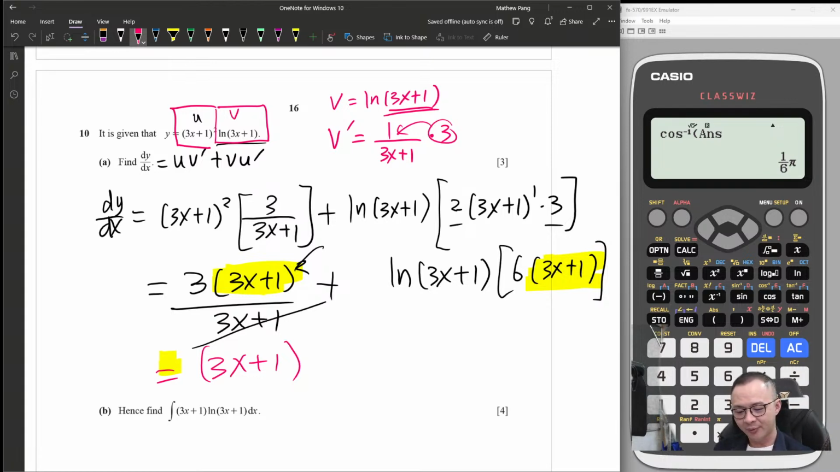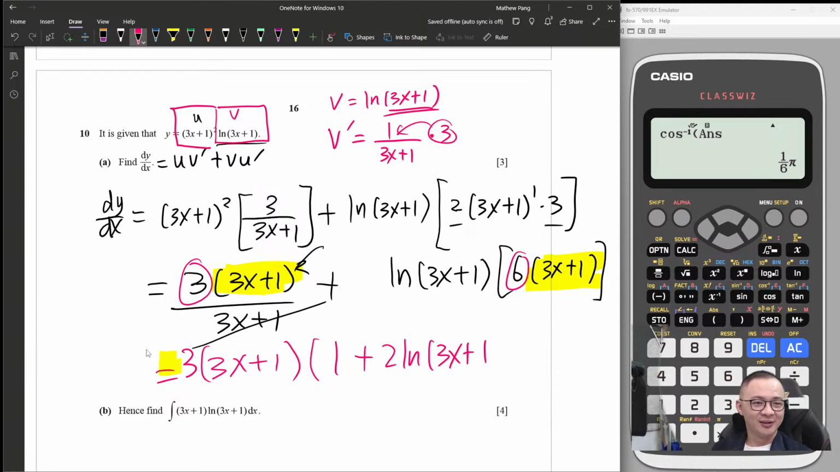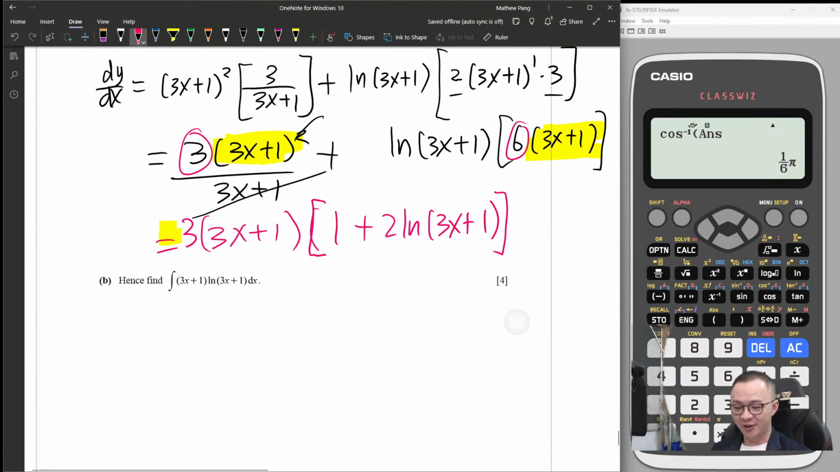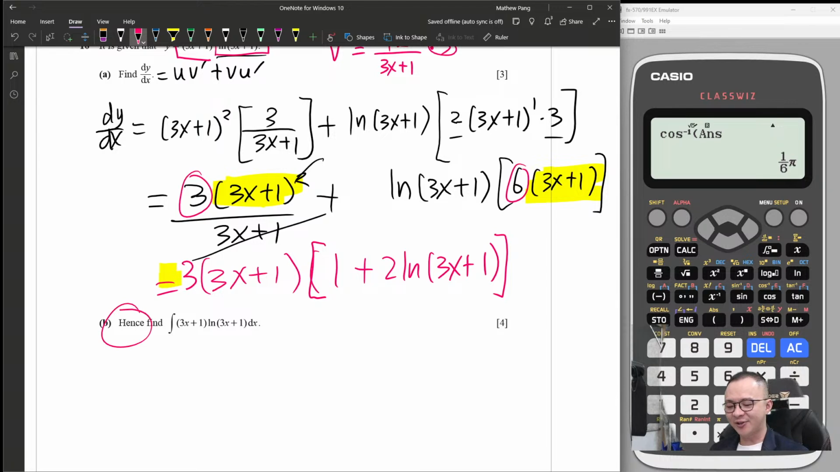Here I will get something like, okay, this one has 3, this one has 6. I can take out the 3 for it. Then here I have 1 plus, this one still has 2, right? 2 ln 3x plus 1. Okay, I simplify into this pattern so that you guys can see what is going on here. Then this one, do you see?